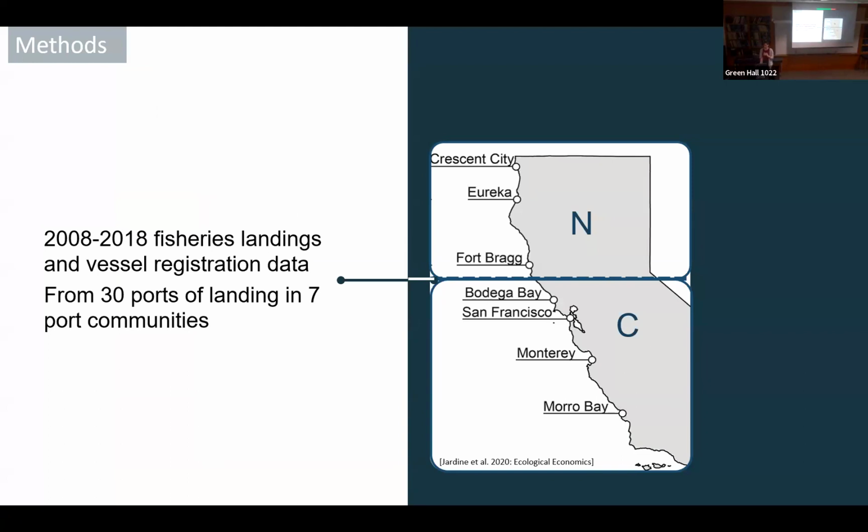To answer these questions, we drew on over 285,000 unique fishery landings records from 30 different ports of landing along the California coast. And this captured the fishing activity of all registered commercial vessels at these ports between 2008 and 2018. So capturing before, during, and after the 2016 closures. And we came into the research knowing there was that difference in the duration of area closures between Northern and Central California. So we aggregated landings according to 7 port communities that were grouped into a northern and a central region, as I've got here on this graph.